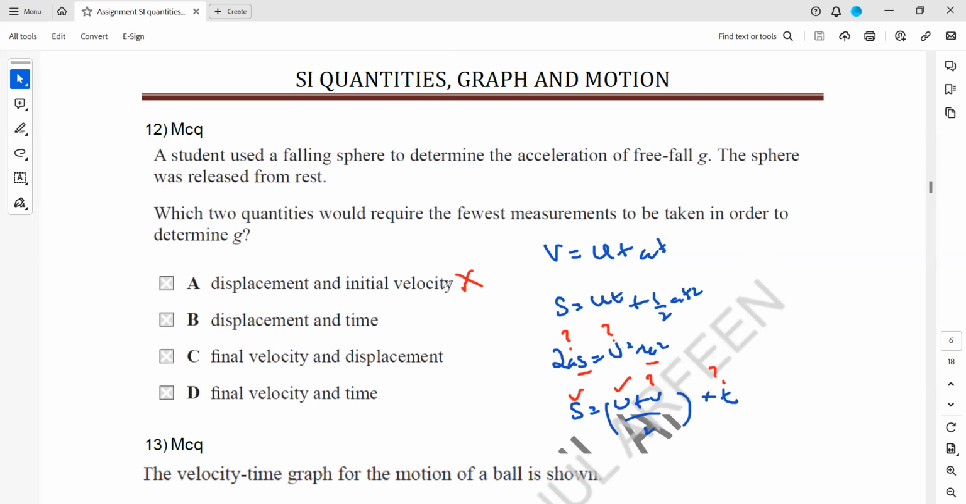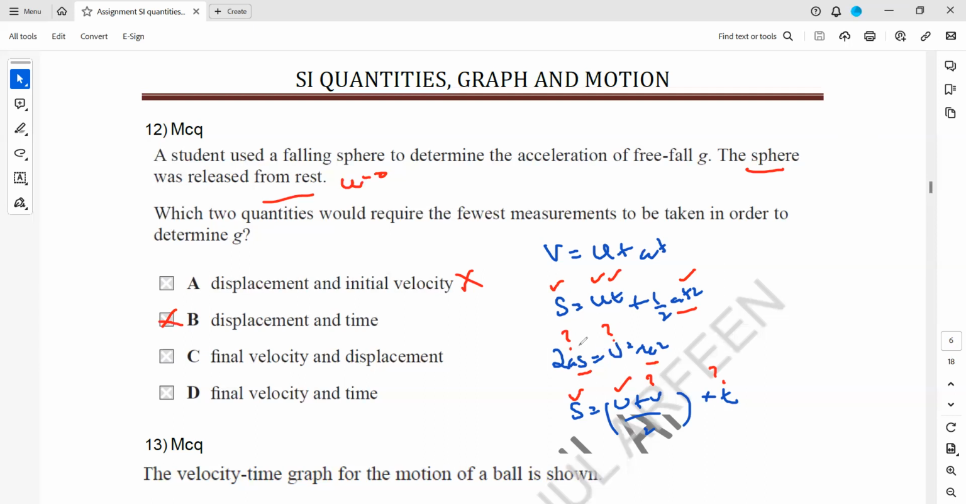In option B, displacement and time. In this one, time is there but no displacement. This one has displacement and time. What about u? Because the sphere is released from rest, we know u is 0. So u is also known, which is 0. Using this, we can use the minimum, which two quantities require the fewest measurements. If we have the displacement and time, we can use them to work out the acceleration directly.